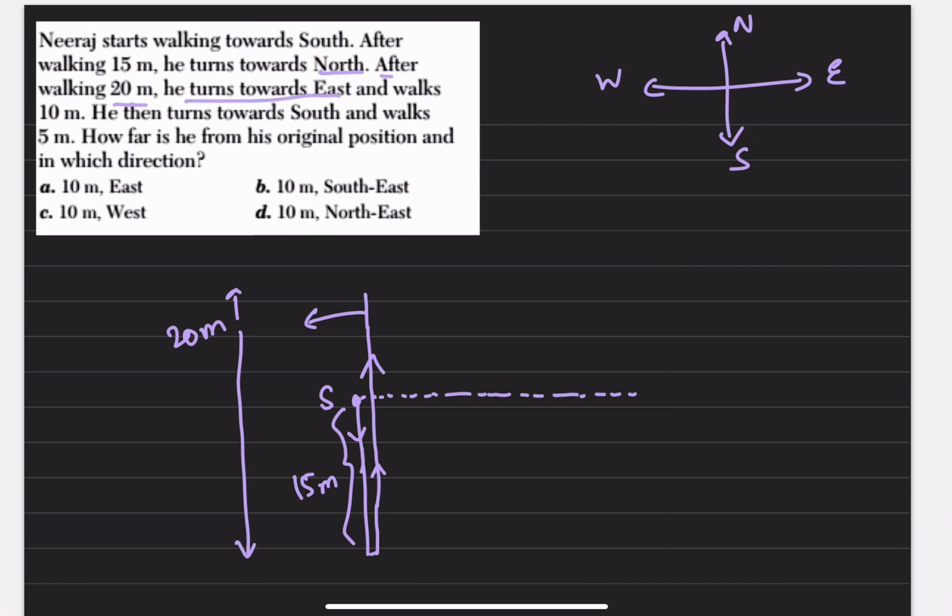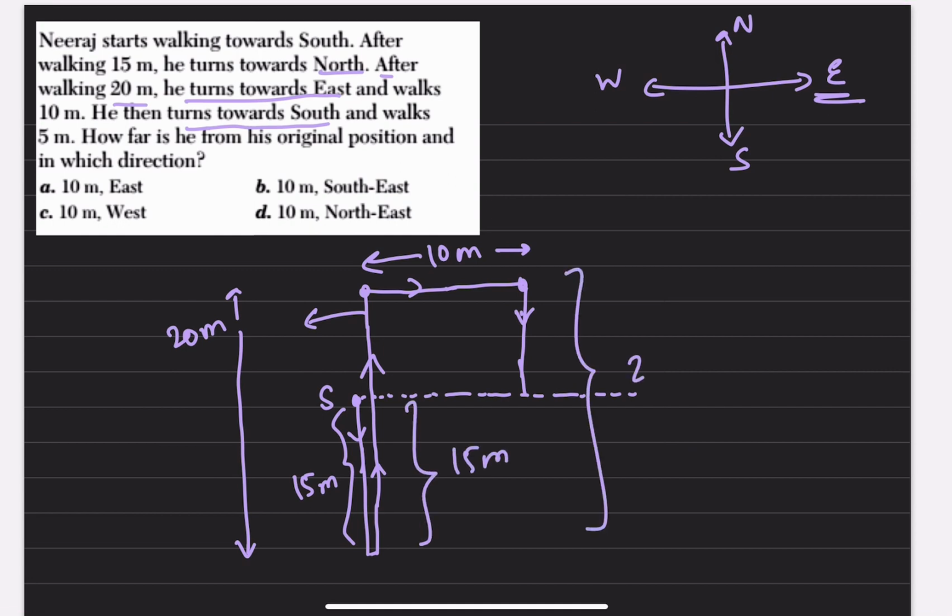And then he turns towards east. Which side is east? This side. And then he walks 10 meters. Let's just give an approximate length. This is 10 meters. And then again he turns south. South means it's this direction, and he walks 5 meters. So we know that this length is 15 meters and this length is 20 meters. That means this length has to be 5 meters.